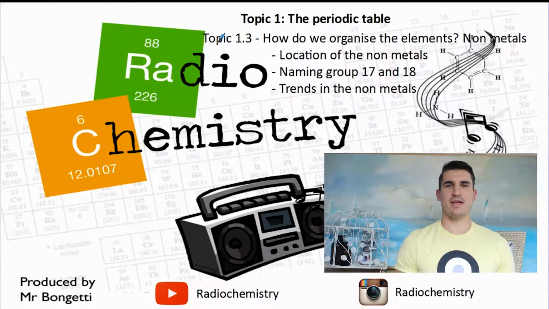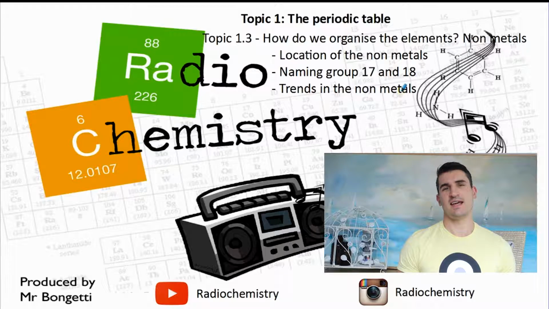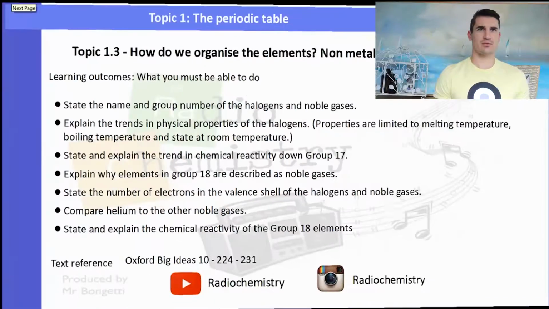Alright, topic 1.3, how do we organise the elements, the non-metals? We look at the location of non-metals, we look at naming groups 17 and 18, and we look at some of the trends in the non-metals.